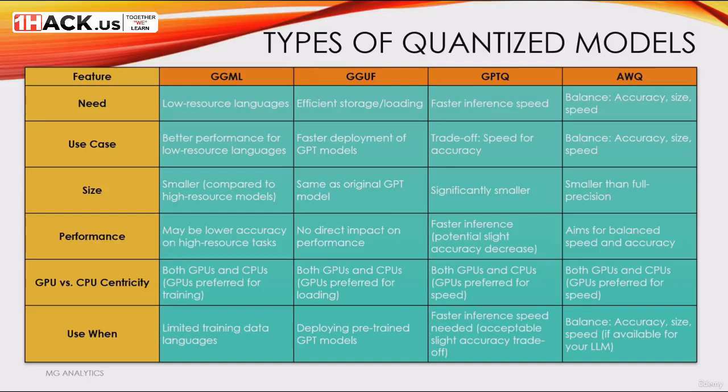Okay, so for choosing between GGML, GGUF, GPTQ, and AWQ, mainly if you want to have a low resource language, then you should go for GGML. For a faster deployment, go for GGUF. For faster inference speed and with a maybe slight decrease in accuracy, go for GPTQ. And for a balance between accuracy and model size and the inference speed, you will go towards AWQ. Okay.